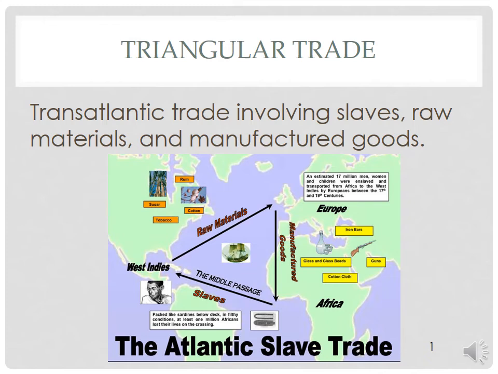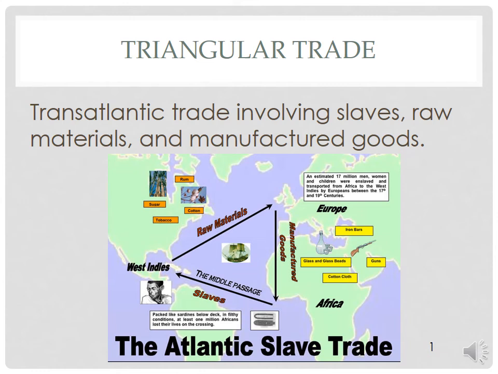So, triangular trade, and from the first lecture, I talked about the Columbian Exchange. Triangular trade and the Columbian Exchange are two different things. The triangular trade is the transatlantic trade involving slaves, raw materials, and manufactured goods. So the triangular trade starts in Europe. Europeans take manufactured or finished goods like iron bars, glass beads, guns, and cotton cloth. They take them to Africa. They trade those manufactured goods for slaves.